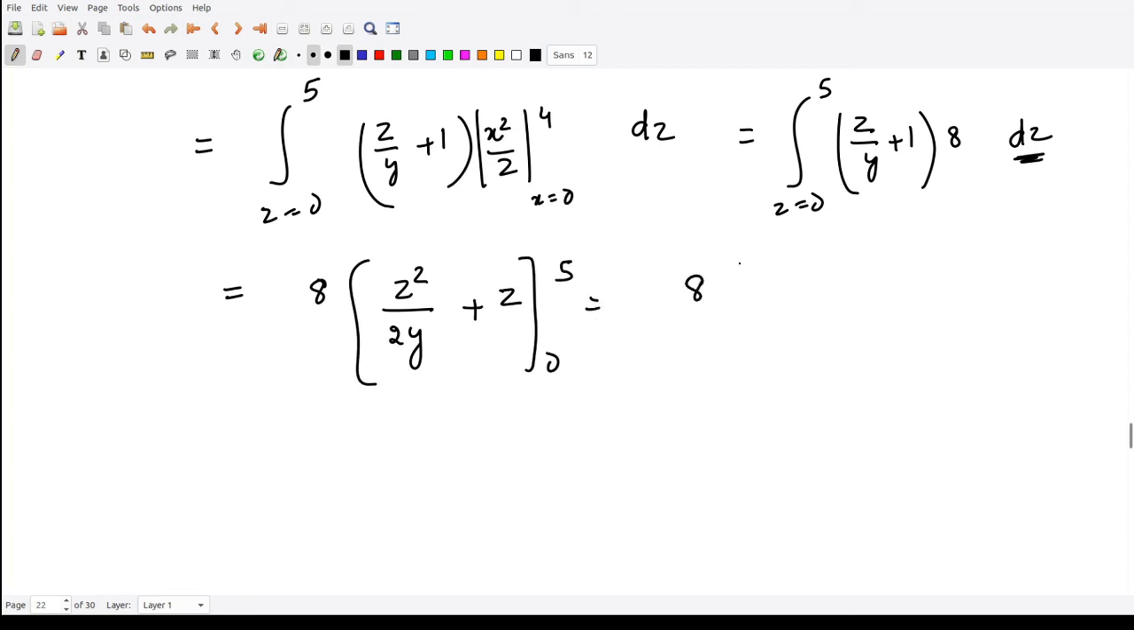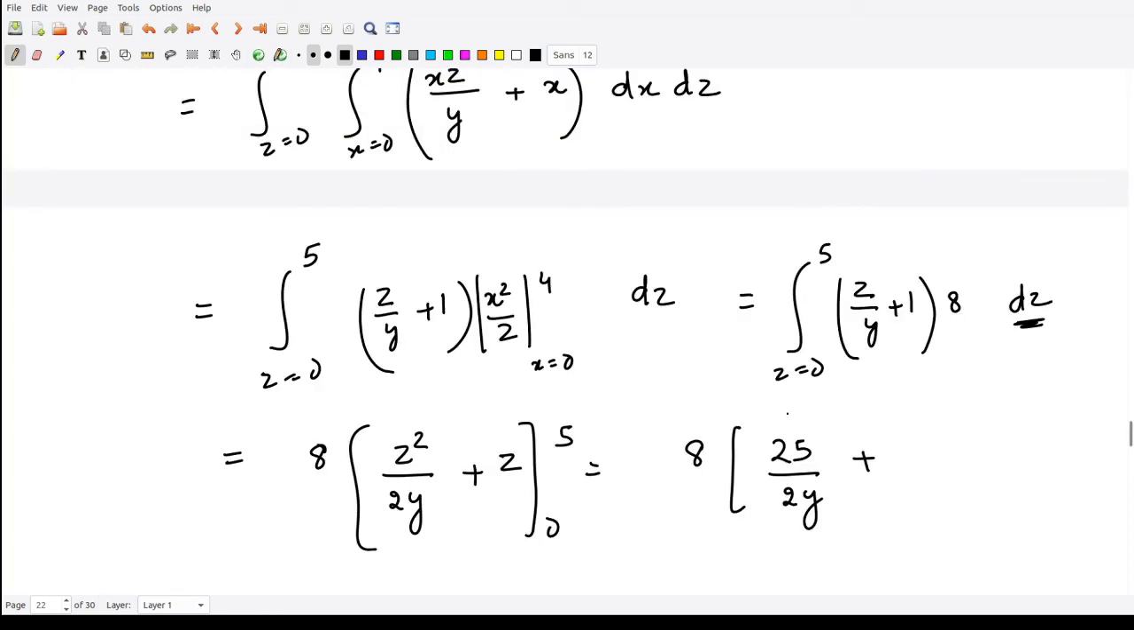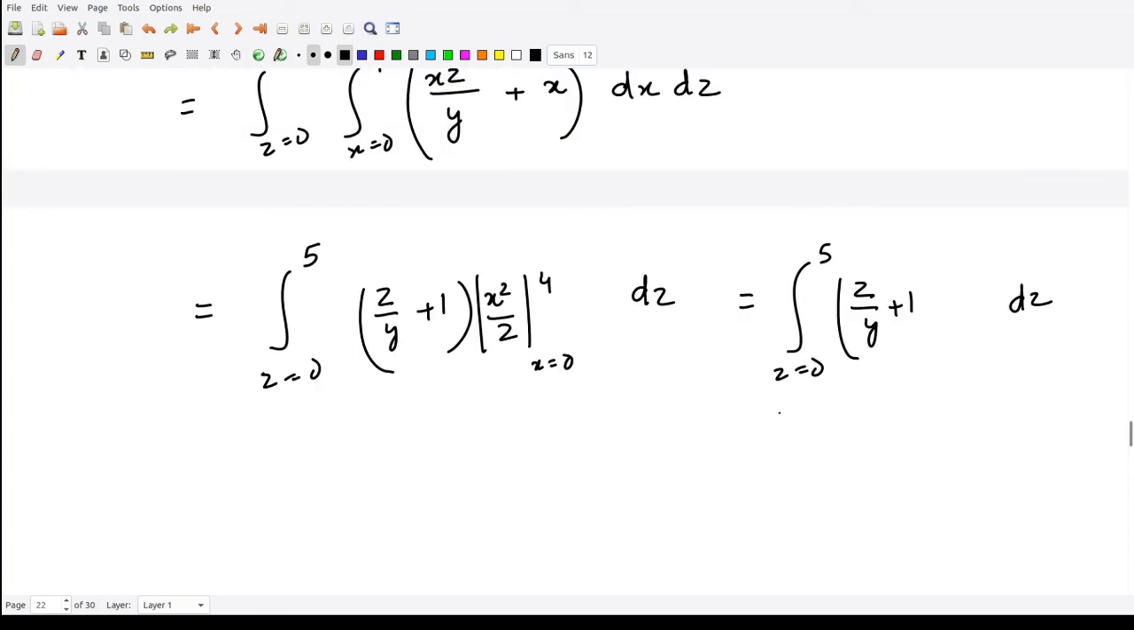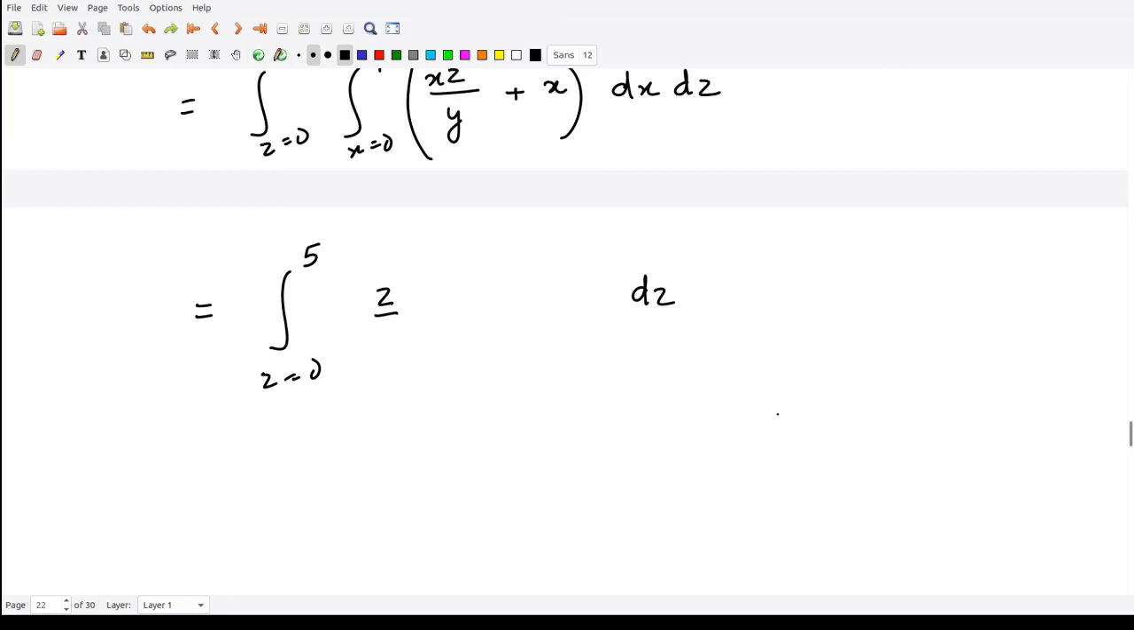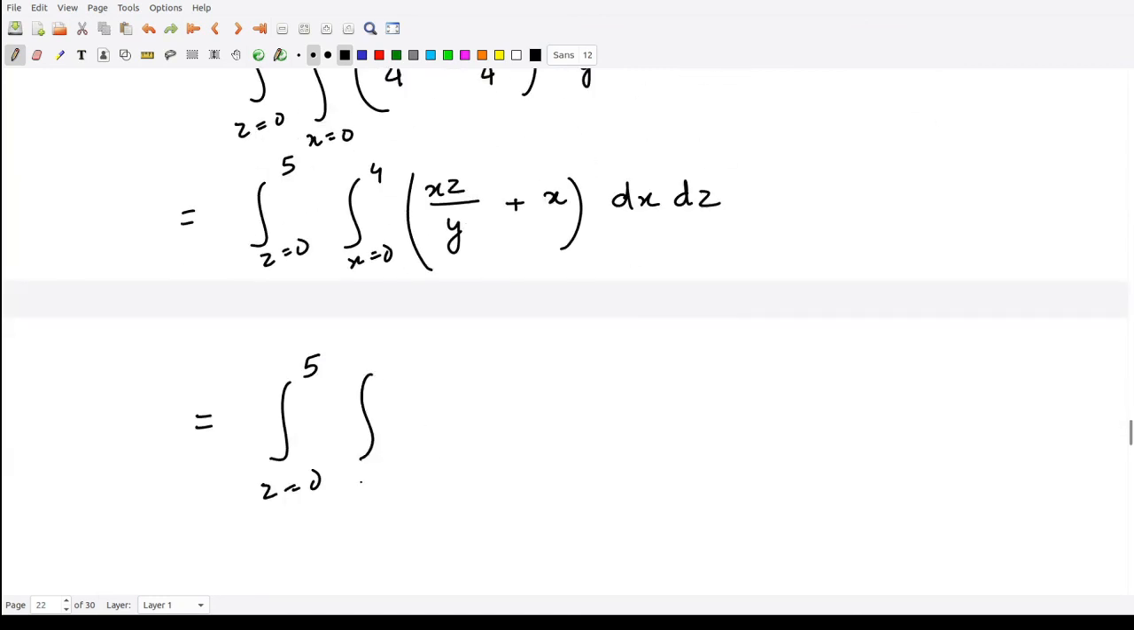So this would be 8. Here when you substitute 5, you have 25 by 2y, right? And then you have plus z, and actually this y should not come up here in the answer, because this is also a variable quantity. So that means before solving the integration for z, we have to substitute the value of y as well, right? So this quantity will become integration of x varying from 0 to 4 x z.